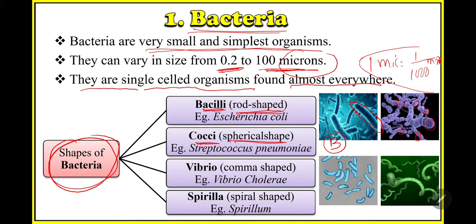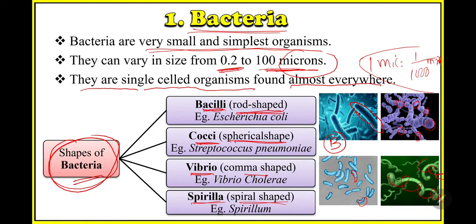Then comes the vibrio group. What are vibrio? Vibrio are comma shaped bacteria. Look at this. This looks like a comma. So these are known as comma shaped bacteria. Then the last is spirilla, that is the spiral shaped bacteria. Look at this. These are like this, spiral. Spiral shaped bacteria. Okay. So there are four shapes of bacteria.